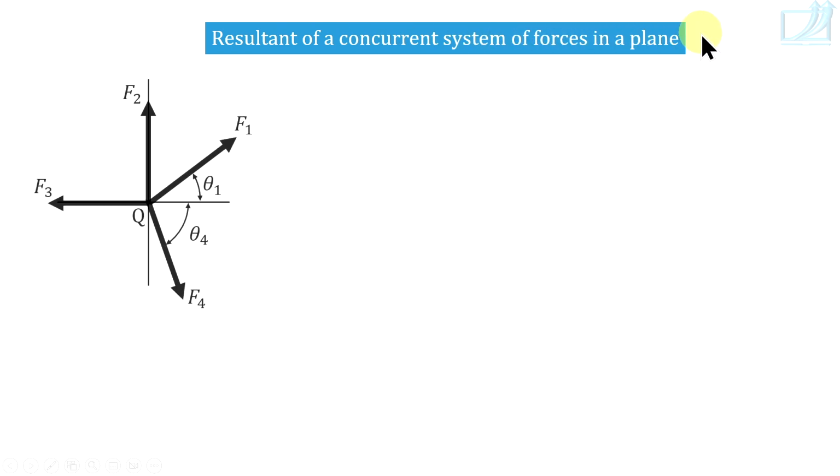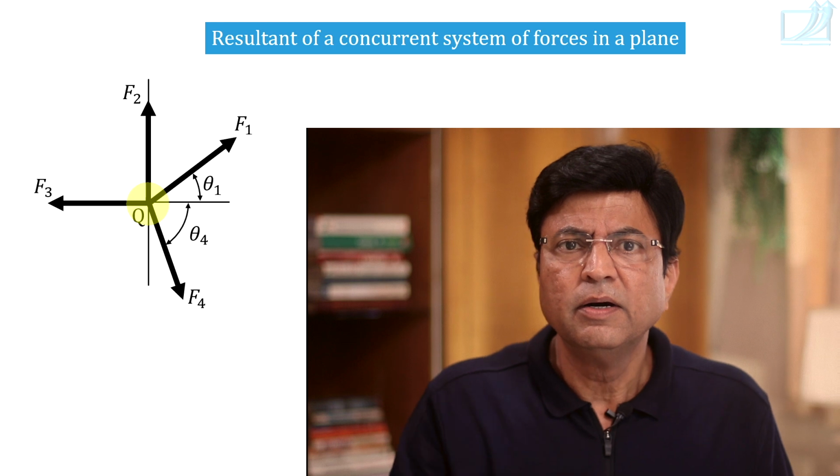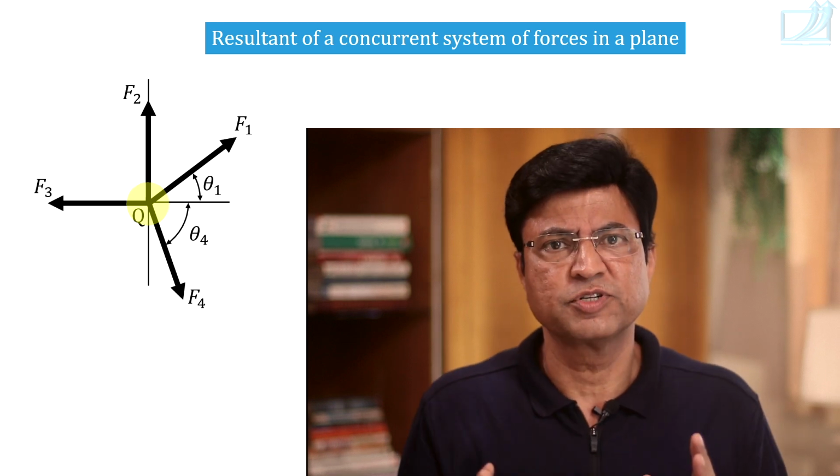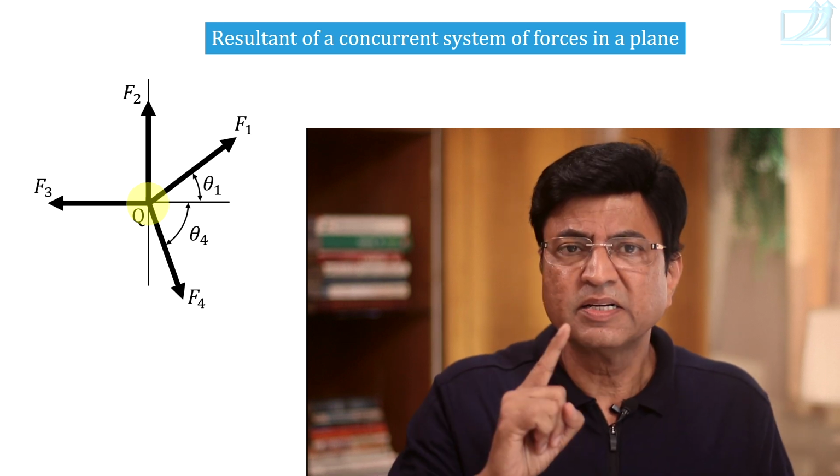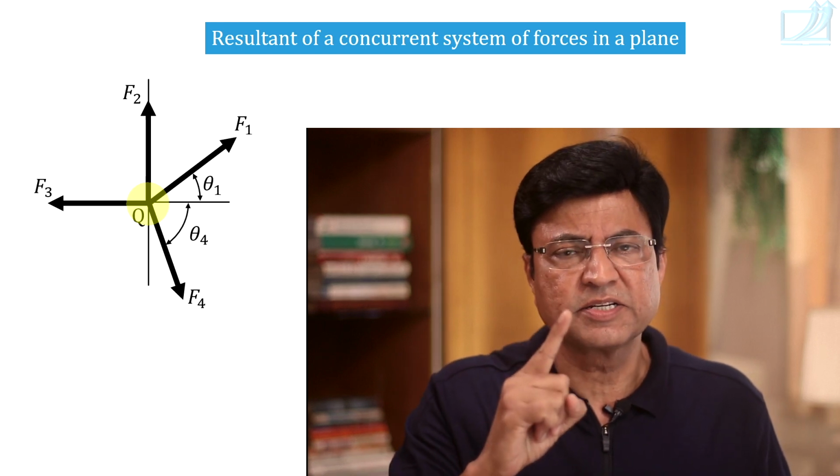Resultant of a concurrent system of forces in a plane. Now here is a concurrent system of forces. All these four forces are acting at point Q. What do you mean by resultant of a system of forces? Listen, resultant means simplest equivalent system.